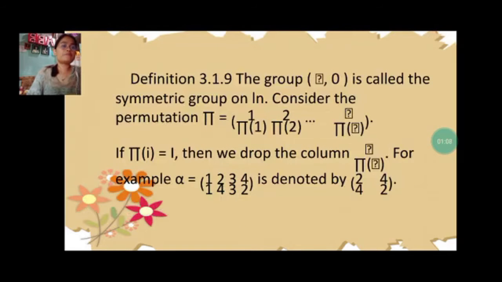So the example of alpha with 1, 1, 2, 4, 3, 3, 4, 2, which is (2 4), is what we call the cycle notation, wherein 2 maps to 4, 4 maps to 2, and then 2 maps to 4 again. So it keeps repeating. That is why it is called cycle notation.